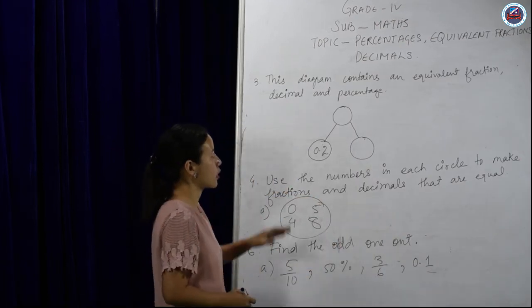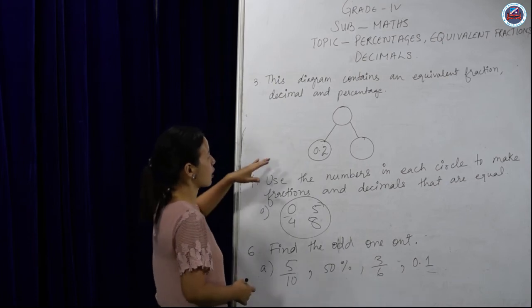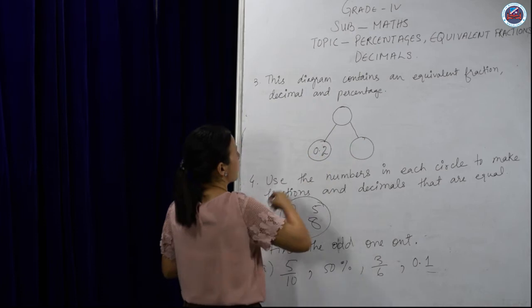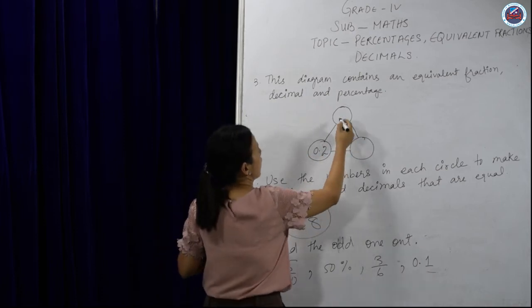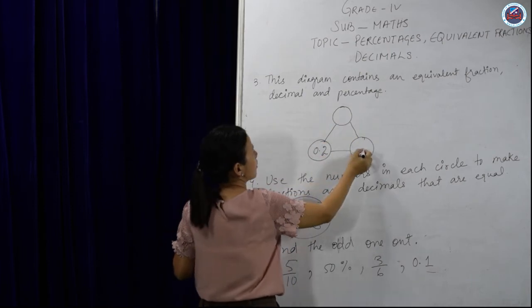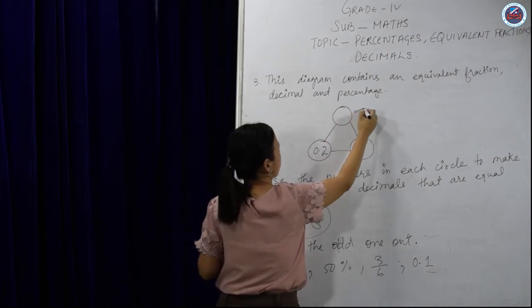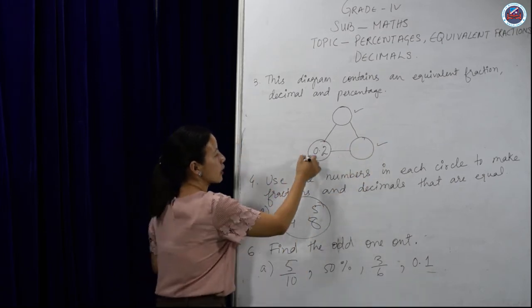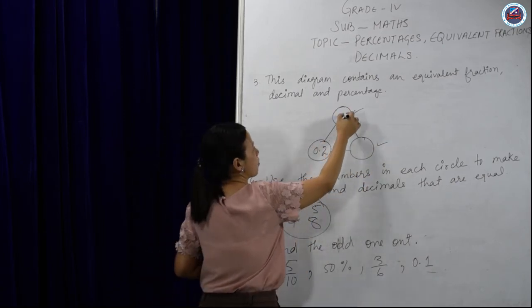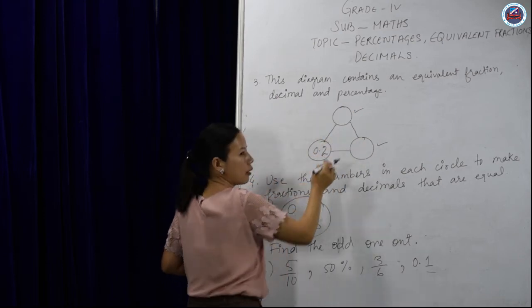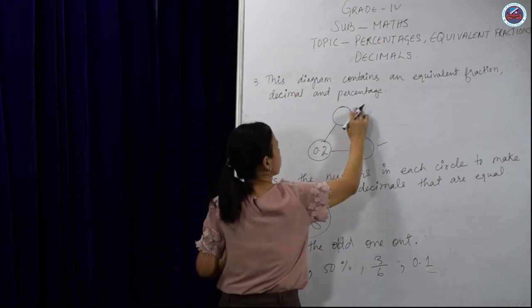This question says, this diagram contains an equivalent fraction, decimal, and percentage. So in this figure, it contains the equivalent fraction, decimal, and percentage. The equivalent fraction we're going to write here, and the percentage number we're going to write here. We have the decimal number. We have to find out the percentage and the equivalent fraction. Okay? So let's find out.